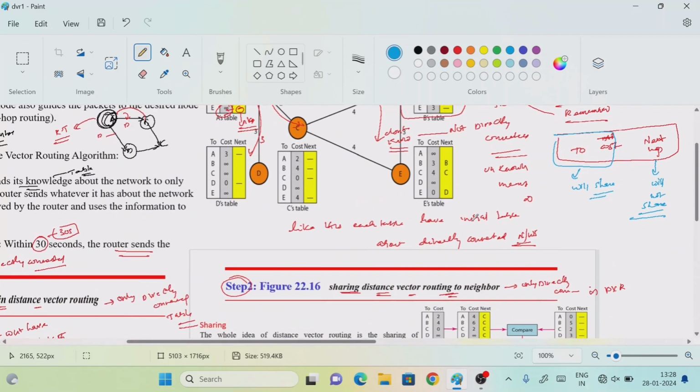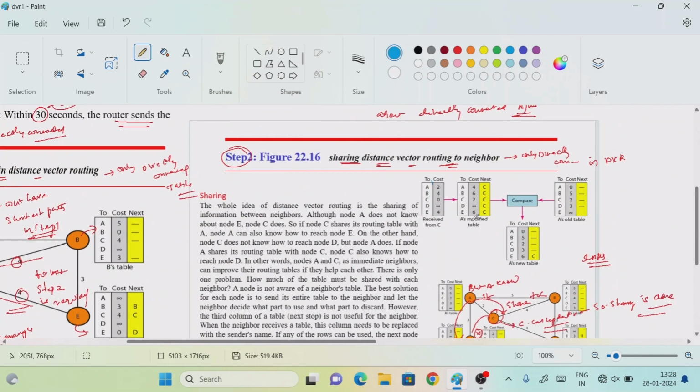Now see in this diagram, C is updating its table to A in this example. So it is going to share only 2 columns, not the next hop ID. So in case of DVR, that point you need to understand clearly.